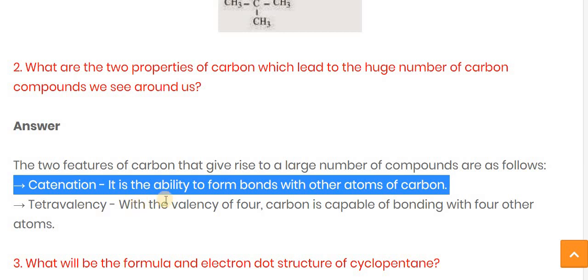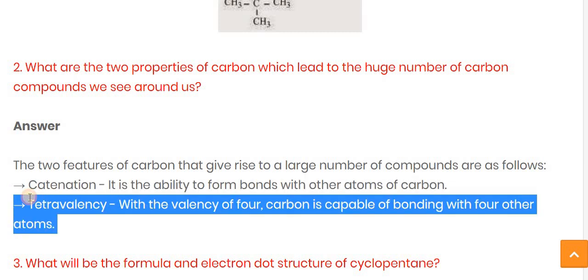Catenation is the ability of carbon to form bonds with other carbon atoms. It can easily make covalent bonds by sharing electrons with other carbon atoms, or you can say with other atoms too. This kind of property we consider as catenation. So this is one property, and the second property is tetravalency.